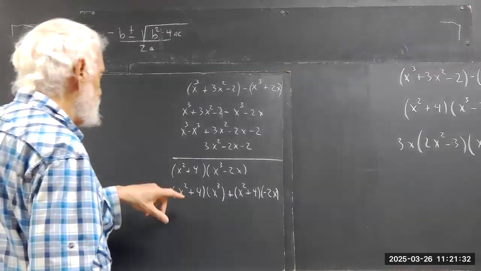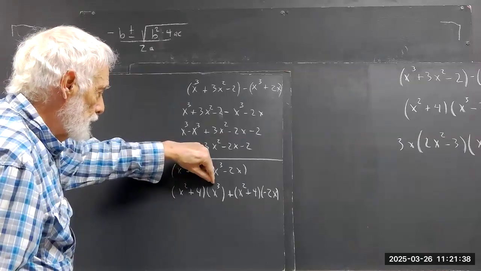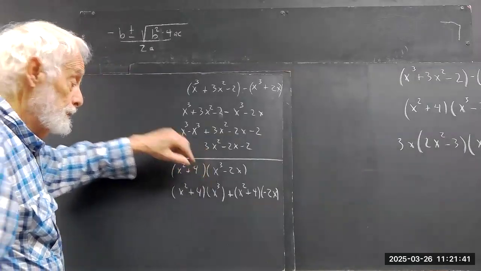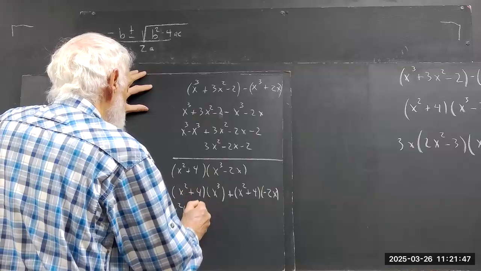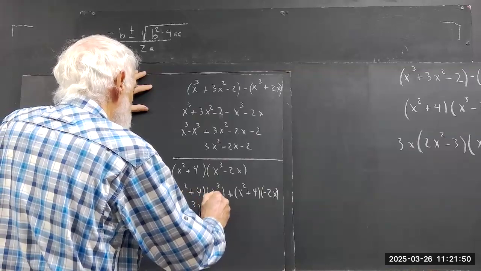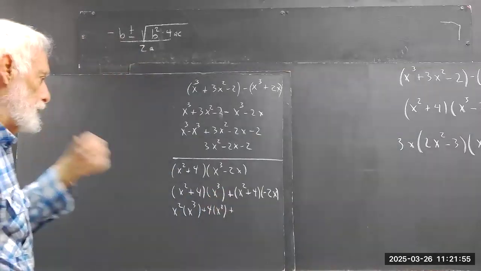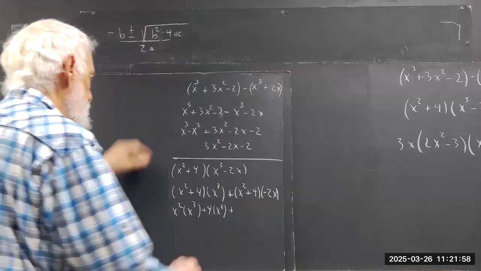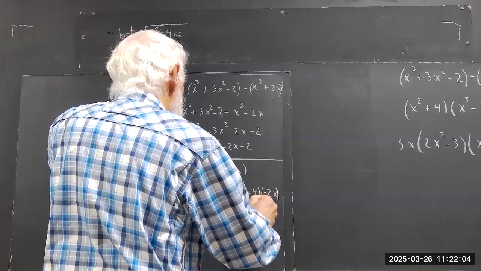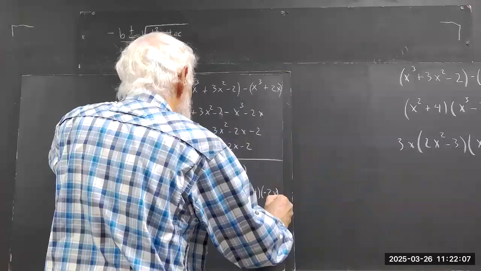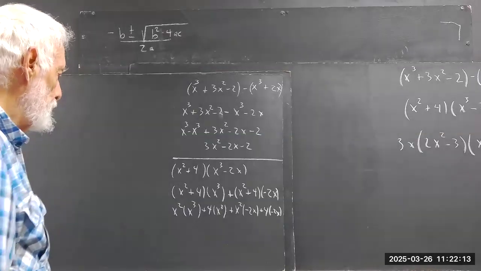Okay. Then x squared plus 4 times x cubed is what? Well, the x squared multiplies the x cubed, and the 4 multiplies the x cubed. So we have x squared times x cubed plus 4 times x cubed. And then we have x squared times negative 2x, times negative 2x.